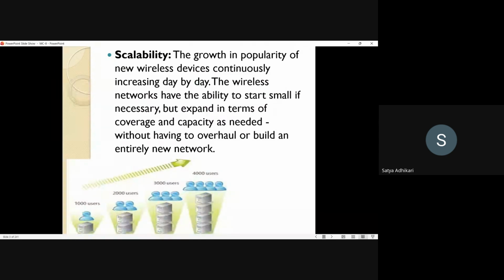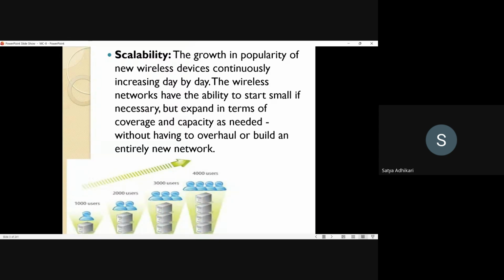The second is scalability. The growth in popularity of new wireless devices continuously increases day by day. So you know that the growth of mobile users nowadays is continuously increasing day by day. That is, the number of users today is much higher than the number of users using mobile phones 10 years ago.